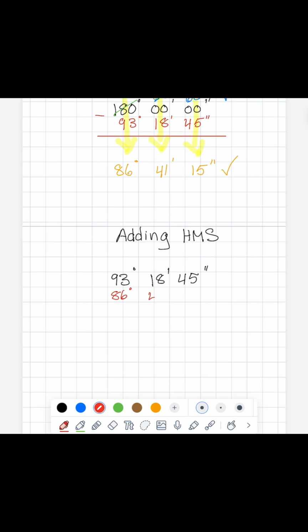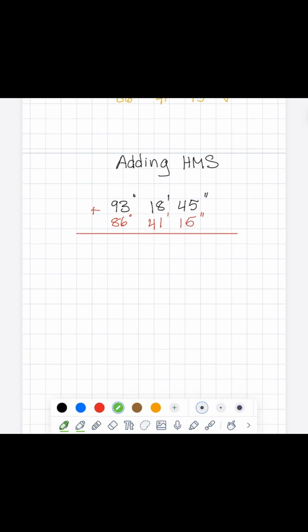So let's keep it simple. We'll use the same numbers that we just calculated in reverse to add, because we know the check is going to be a straight 180 degrees. So when we're adding, we're going to start on the right with the seconds. So you're going to add 45 and 15, and you're going to get 60, which again, 60 is equal to 1 in the next column. So 60 seconds is equal to an entire minute. So we're going to leave 0, 0 in the seconds, and we're going to give that minute to the minutes column. And then we're going to perform straight addition from the minutes column.